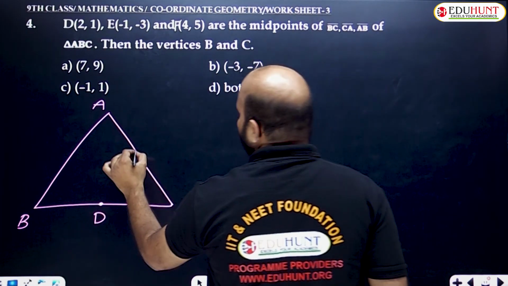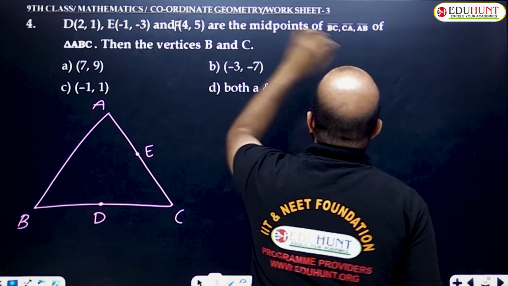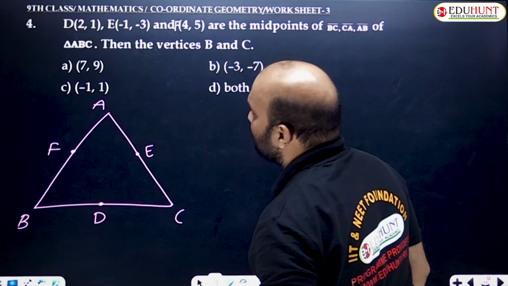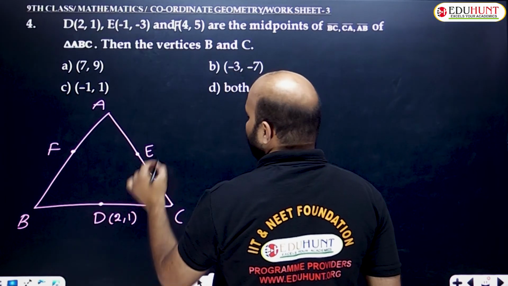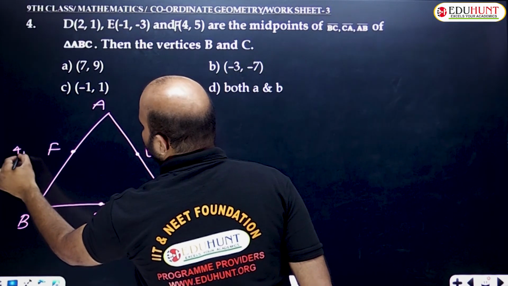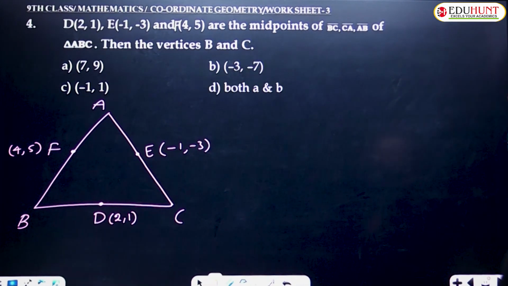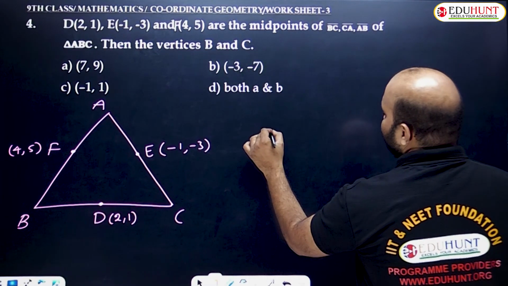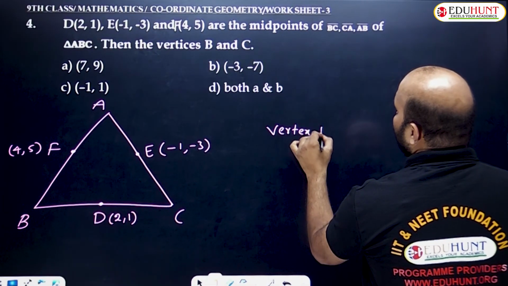Again, E is the midpoint of CA. Again, F is the midpoint of AB. So we know the coordinates of D, E, F. What are the D coordinates? 2 comma 1. E coordinates minus 1 comma minus 3. F coordinates 4 comma 5. So what is the question asking? Vertex B. Clearly we need to understand how we will get vertex B.